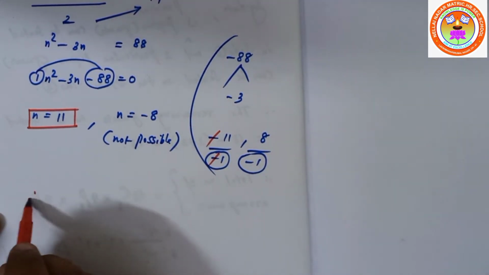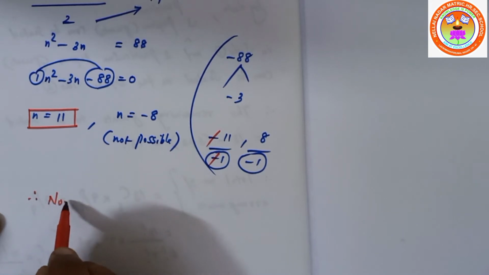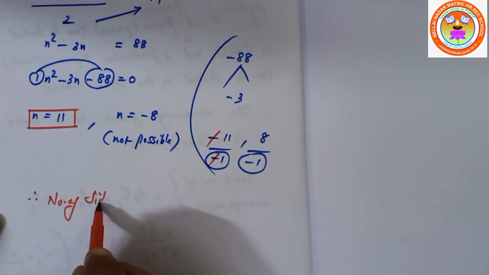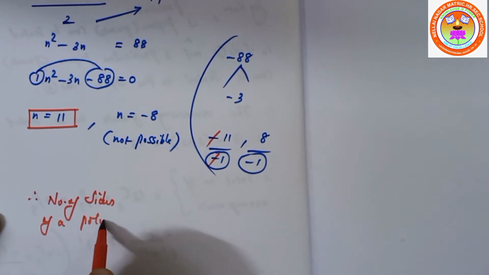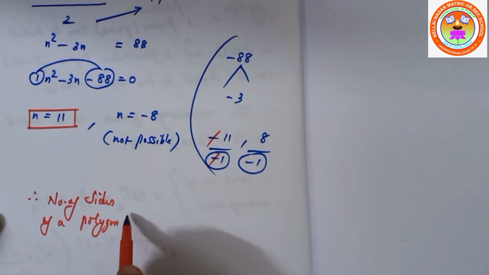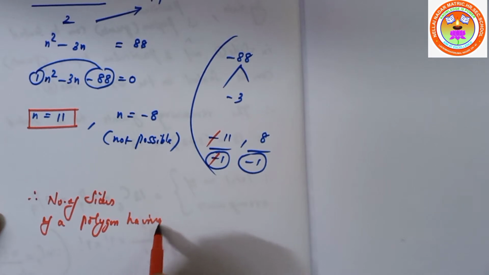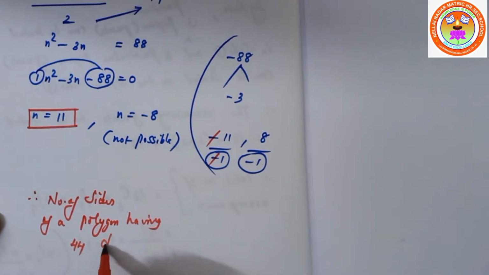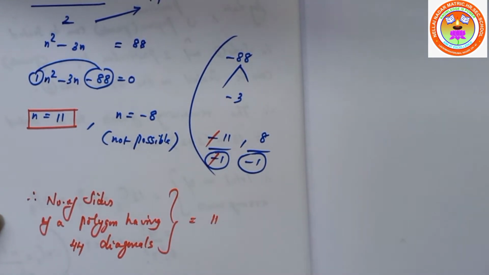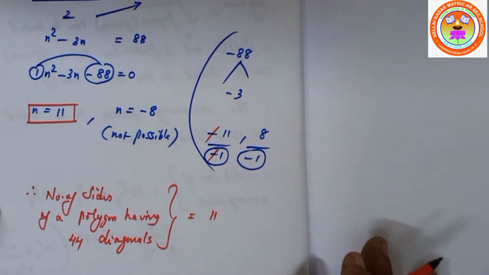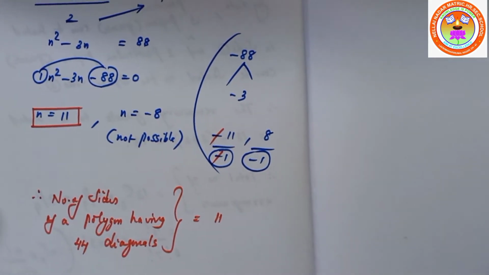Therefore, the number of sides of a polygon having 44 diagonals is equal to 11. Problem number 8 is completed. Now I'll be teaching problem number 9.